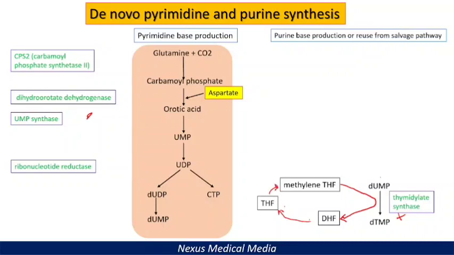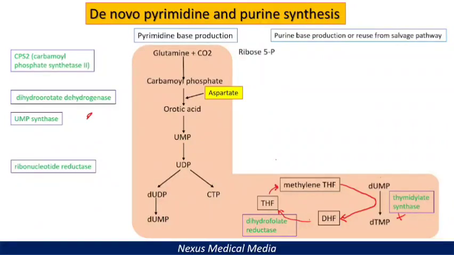It means we need to reduce it. Right, so the enzyme responsible is called dihydrofolate reductase. Okay, so this is the basic pyrimidine base production. Right, now let's look at the purines.